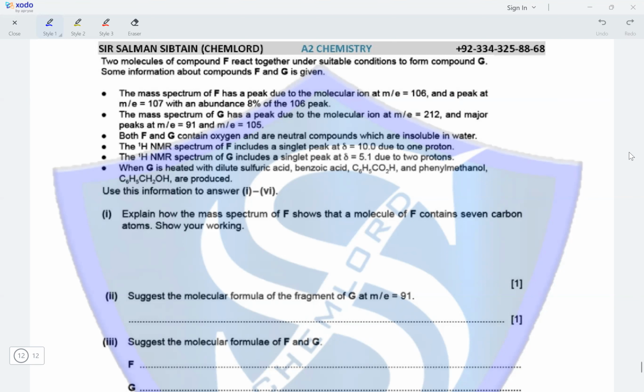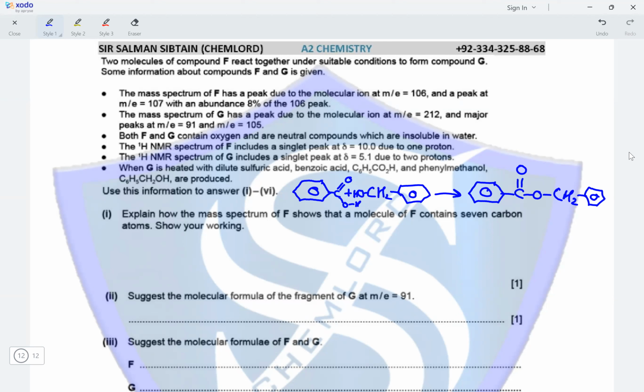Benzoic acid is this, and phenyl methanol is this: CH2 with a benzene ring and OH here, and for the acid it would be C=O single bond OH. So if we add these two together to form the ester that underwent hydrolysis, we end up with this compound: C=O single bond O CH2 and then the benzene ring. So we have actually identified compound G, and it says that two molecules of compound F react together under suitable conditions to form compound G.